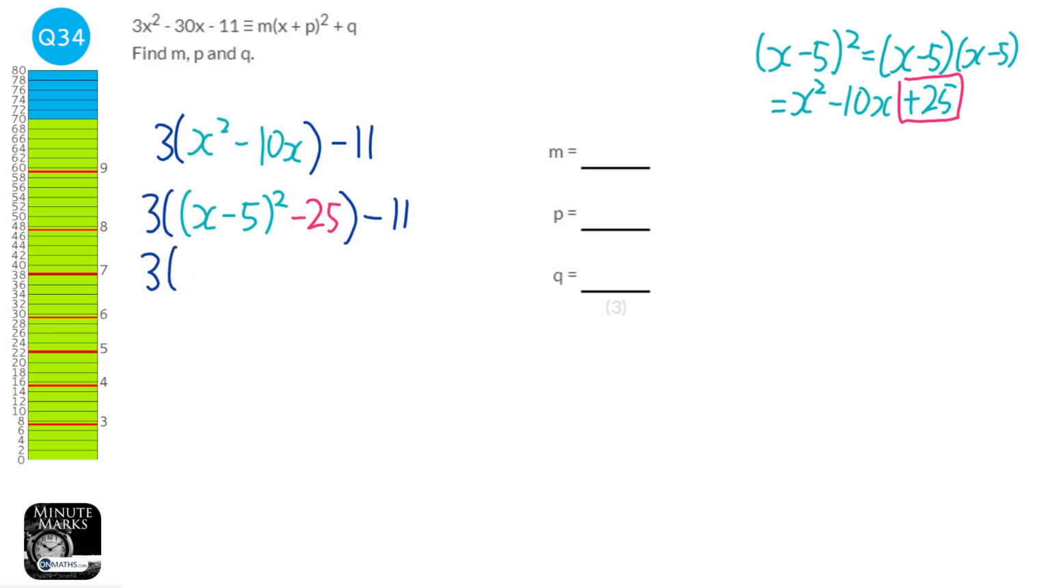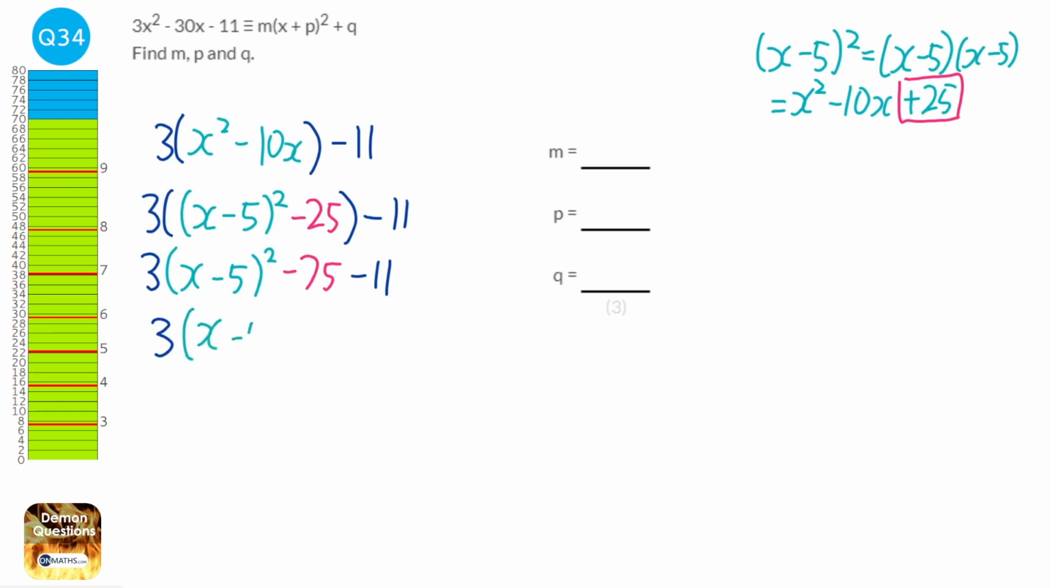In fact, let's keep the color scheme going. So we're going to have the x minus 5 squared bit there. 3 times minus 25 is minus 75. And then we've got this minus 11 at the end. Okay, and we're very, very close to finishing. All we need to do now is sort out the minus 75 and the minus 11. And when we subtract those two, we get minus 86.